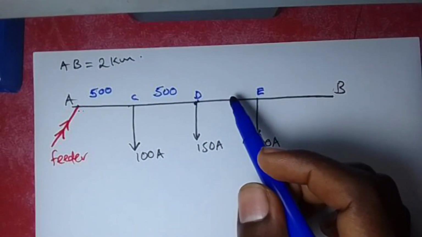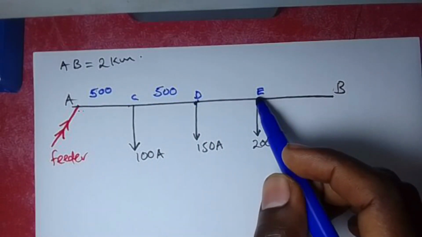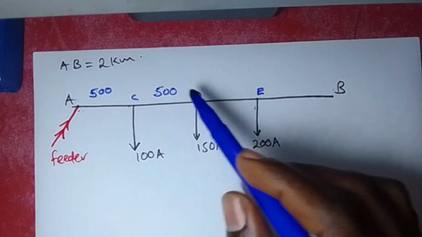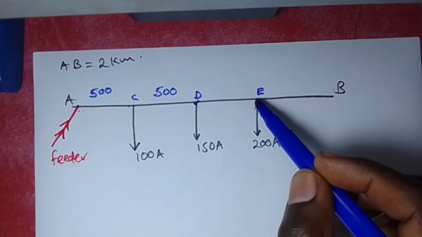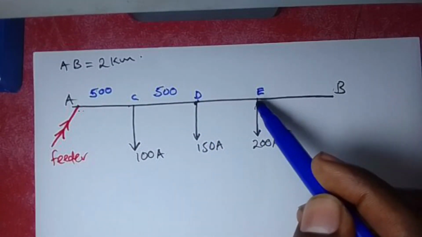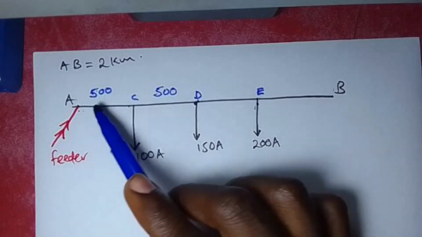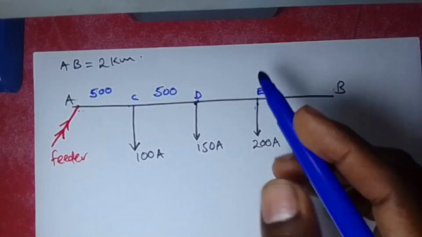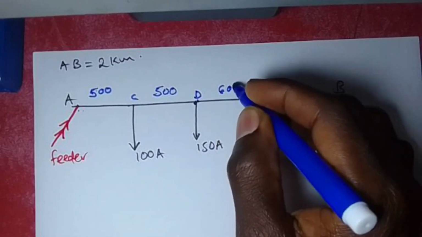Then the one for 1,600 is at point E. So if from here up to here is 1,600, that means we expect the distance from here up to here to be 1,600 minus the already covered one, which is 1,000. So this will leave us with 600.